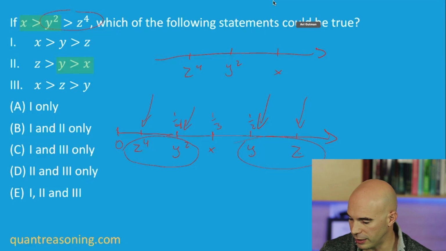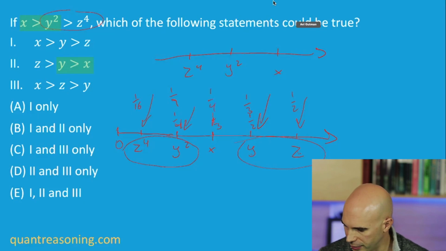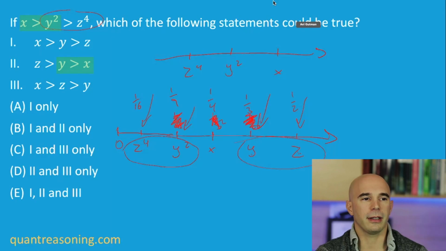Now, if you wanted an actual case to look at, we could make this half and this a third. 1/3 squared is 1/9. 1/2 to the power of 4 is 1/16. It checks out. And then I would make this a quarter. So x is a quarter, y is a third, and z is 1/2. It checks out.